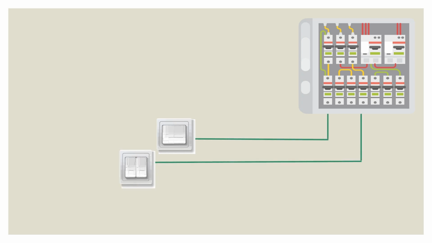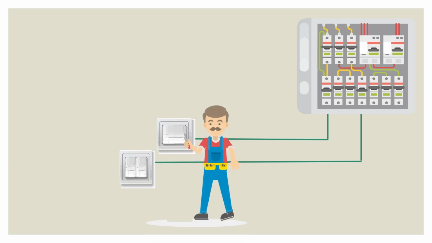Lastly, let's talk about isolation, the ability to completely disconnect a circuit or equipment from the power supply. Isolation is crucial for maintenance, repairs, or any situation where you need to ensure that there's no electrical energy present. In a consumer unit, individual circuits can be isolated using switches or circuit breakers.